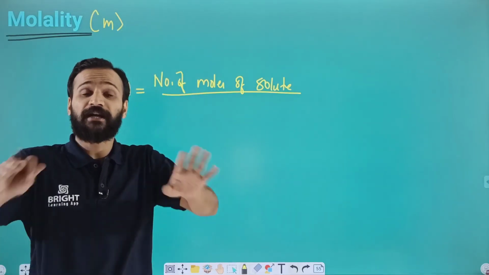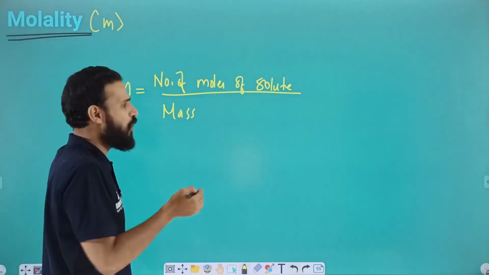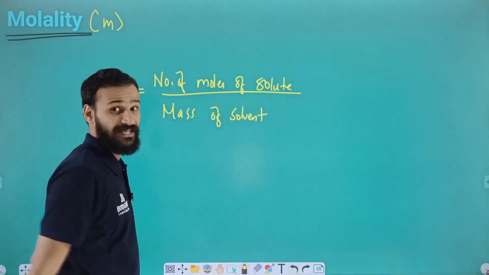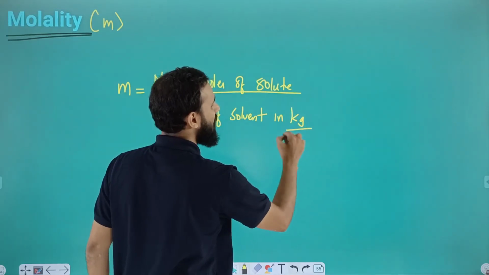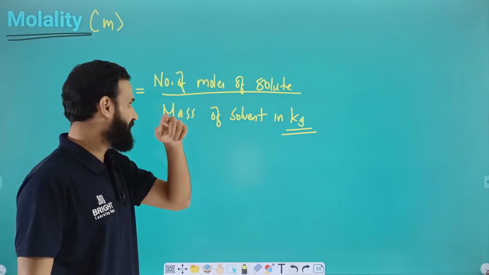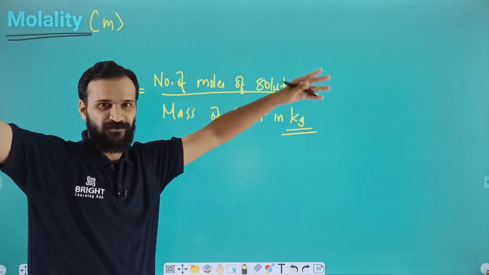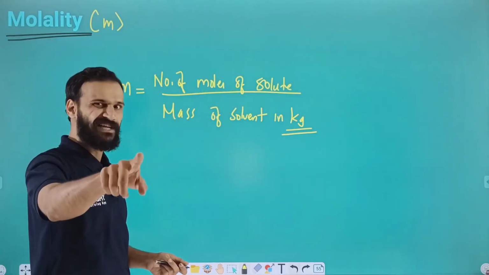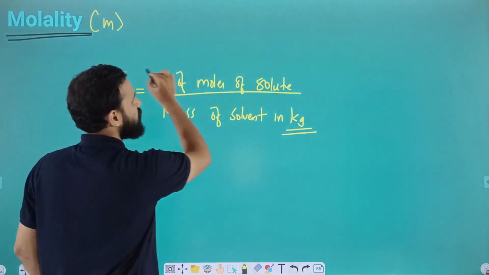what is kilogram? Kilogram is mass. So mass of what? Mass of solution? No, mass of solvent, in kilogram. So the unit is very important. In molarity, it is the volume of solution in liter. In molality, it is the mass of solvent in kilogram. The numerator is the same in both cases, number of moles of solute, but the denominator is different: volume of solution in liter for molarity, and mass of solvent in kilogram for molality.